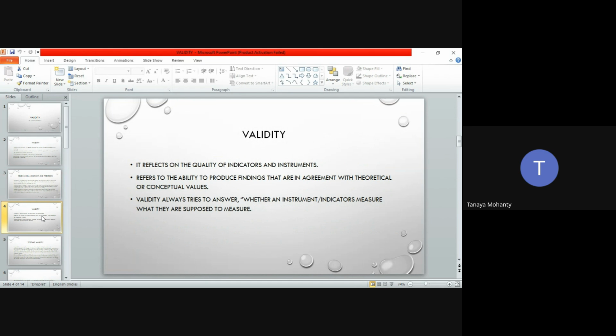So when we talk about validity, it reflects on the quality of indicators and instruments. It refers to the ability to produce findings that are in agreement with theoretical or conceptual values. Validity always tries to answer whether an instrument or indicator measures what it is supposed to measure.